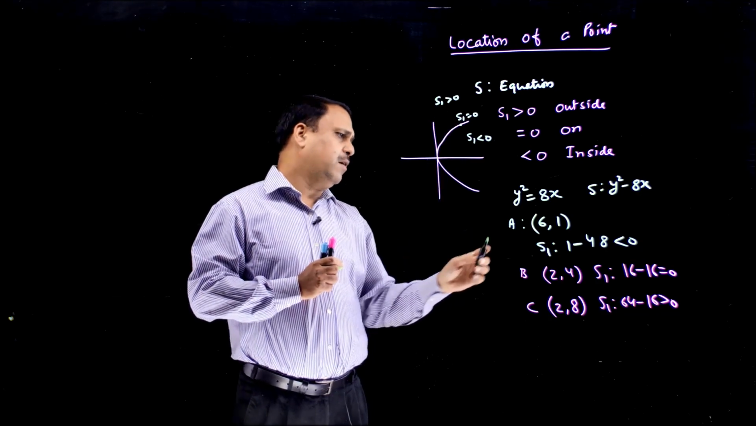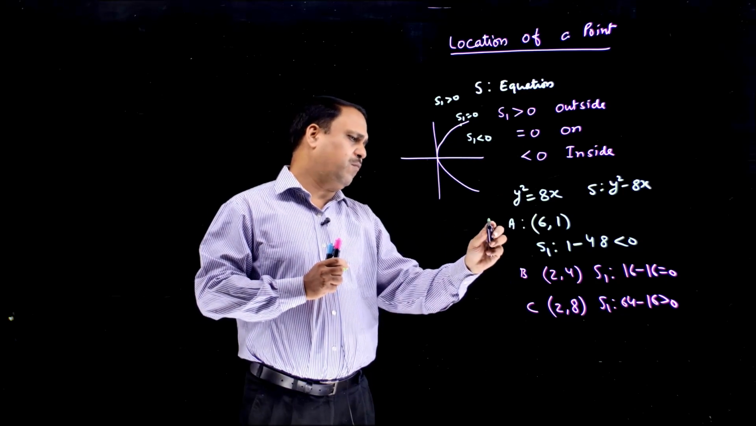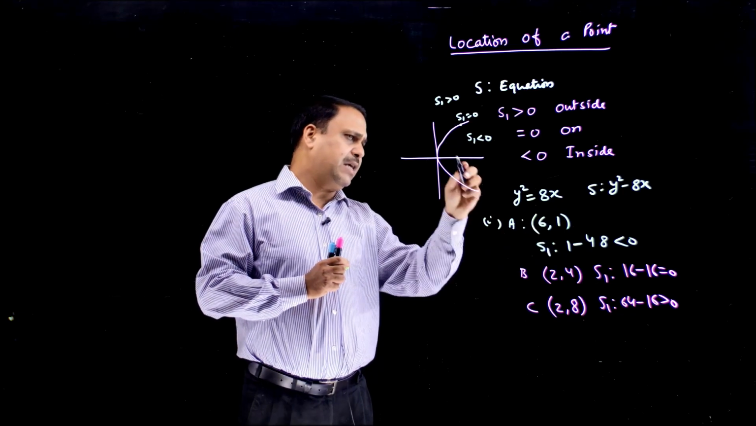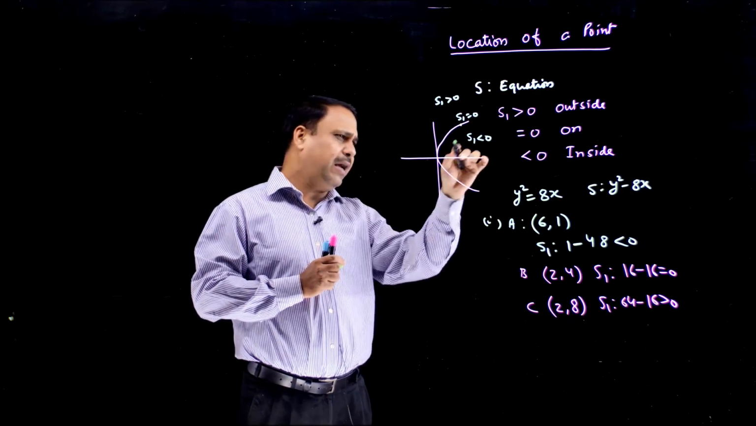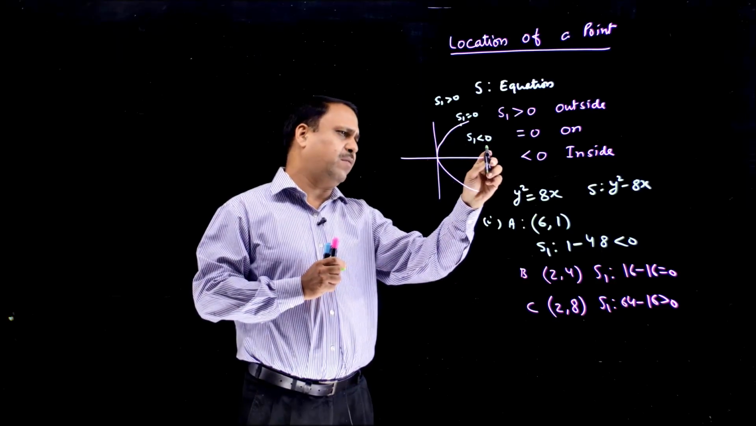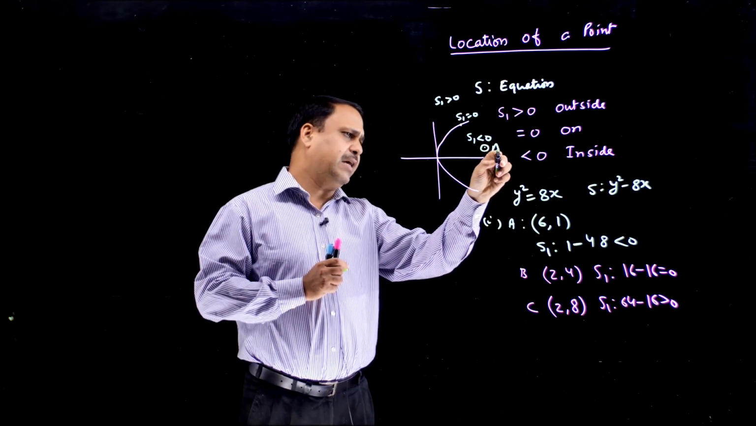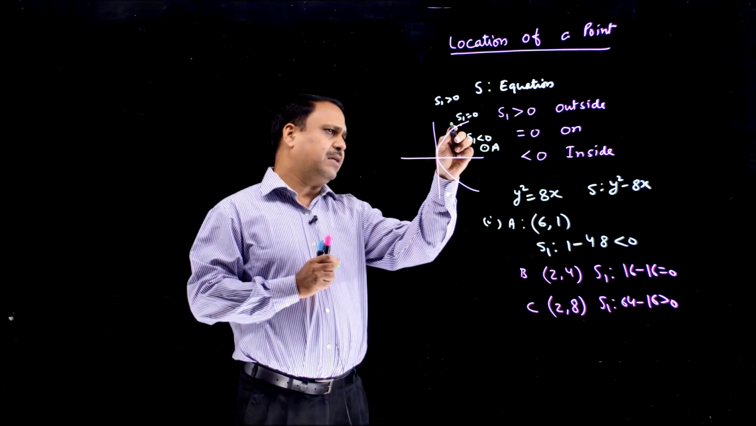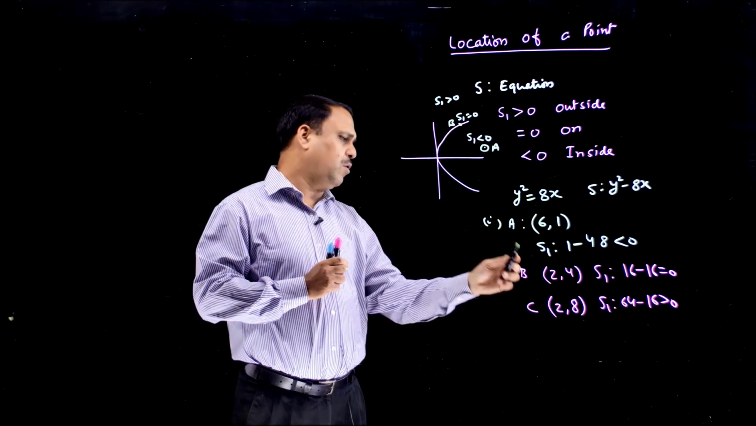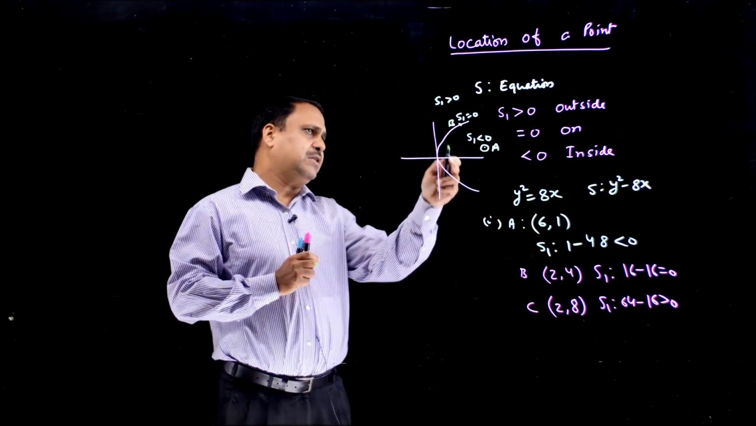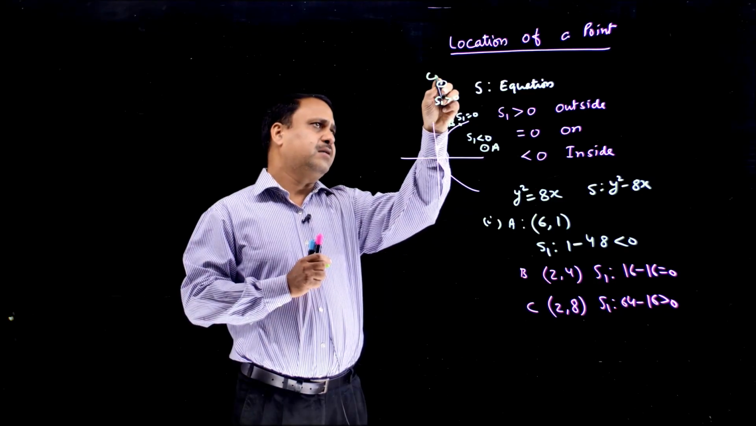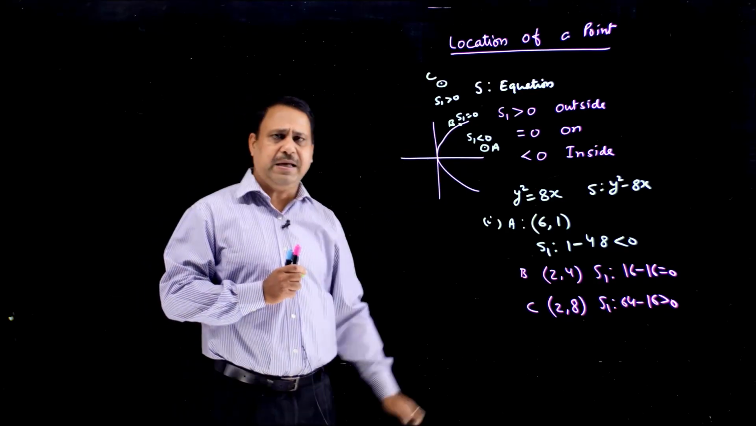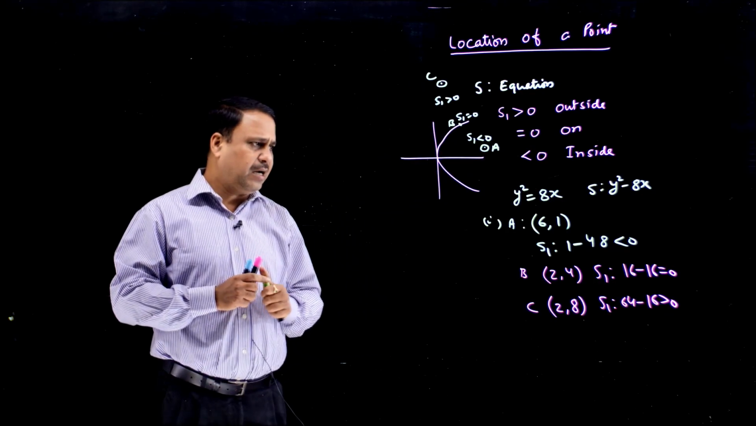So for point A, I got one condition that S1 is less than 0. Point A is somewhere here, anywhere it can be, (6, 1). For example, point A is here. Point B is on the curve, satisfying it. And point C is somewhere here, outside. So in this way I can identify the location of the point. This is one point.